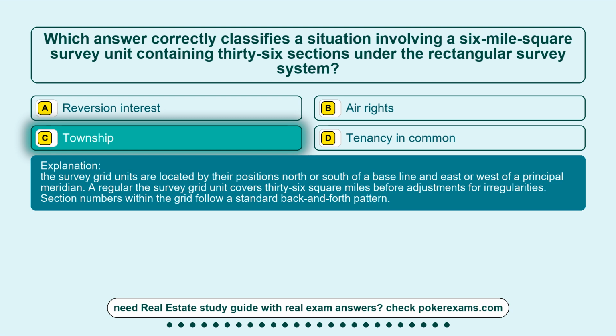The survey grid units are located by their positions north or south of a baseline and east or west of a principal meridian. The survey grid unit covers 36 square miles before adjustments for irregularities. Section numbers within the grid follow a standard back-and-forth pattern.